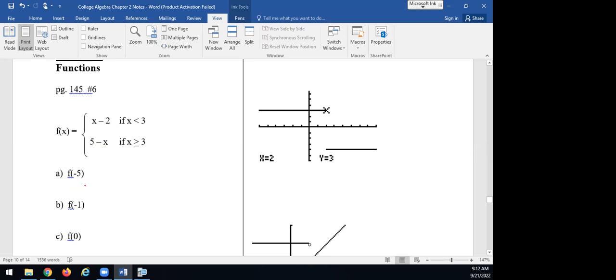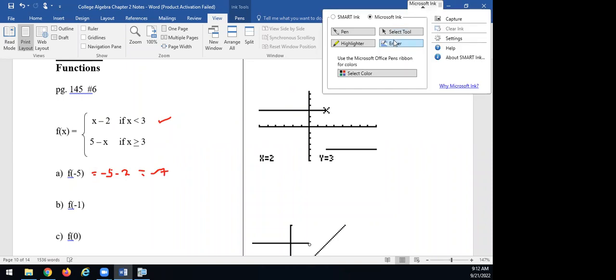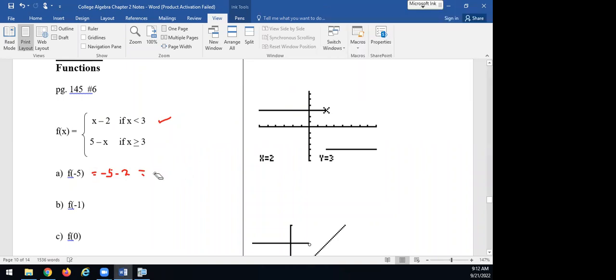So what if we're told to find f of -5? Which of those will I use? You're going to ask yourself, is -5 less than 3 or is it greater than or equal to 3? So which one do you use? The first one, because -5 is less than 3. So in this case, you're going to plug -5 where the x is. So that's going to be -5 minus 2, which is -7. So the main objective to these is to know which of the piecewise functions to use.